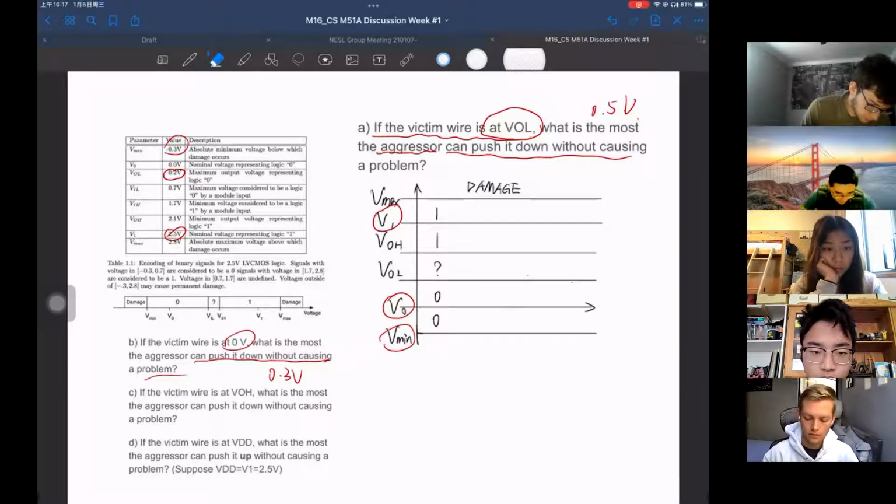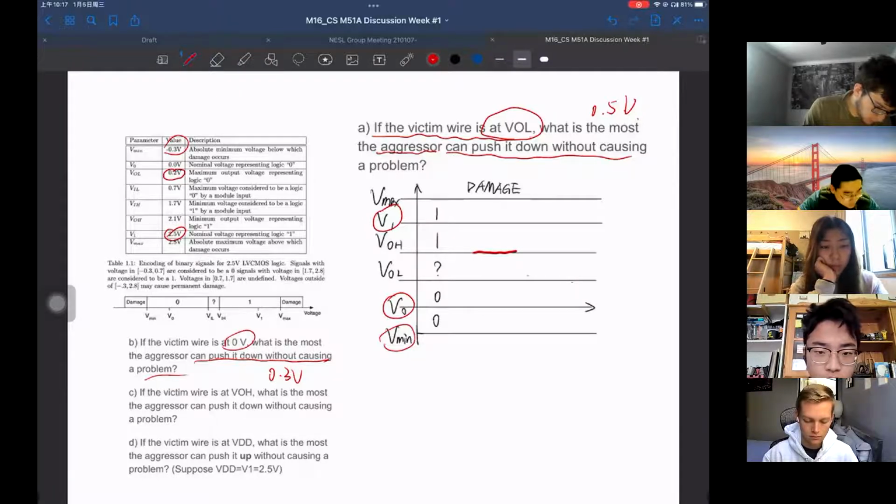Nice. So if the victim Y is at VOH, I'm just basically drawing it here. The table I converted into this figure. So the victim is currently at VOH here, and we want to push it down without causing a problem. So any thoughts how far we can go in that case? I think these questions are all similar.